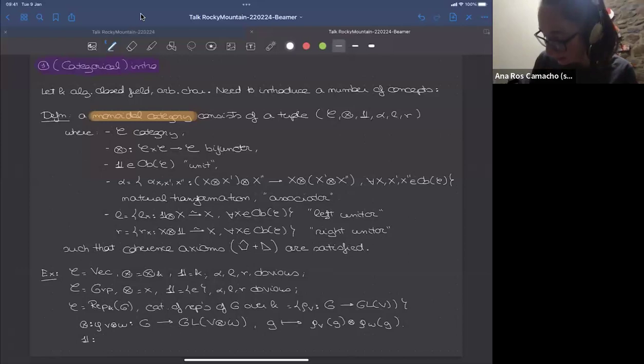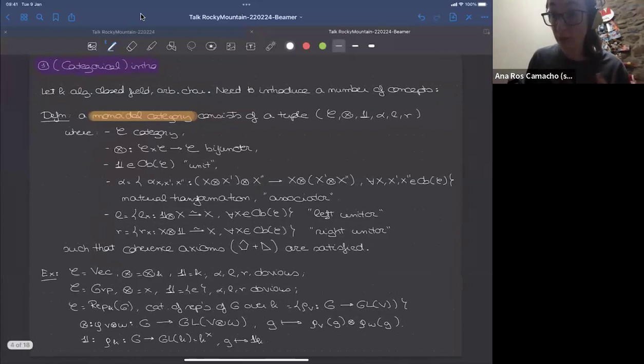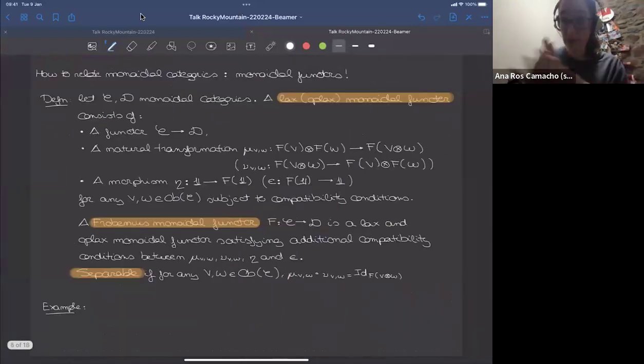And for the unit, well, you have G going to GL. Okay, so this is your field without zeros, and then G is sent to identity in K. And that's it. So once you have your monoidal category, how can you relate this to other categories?